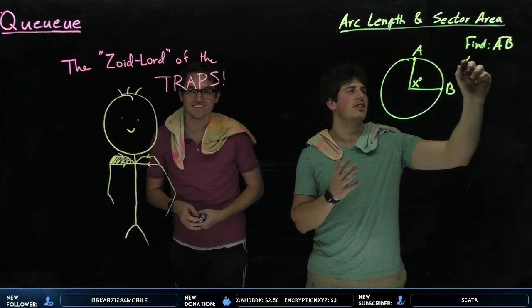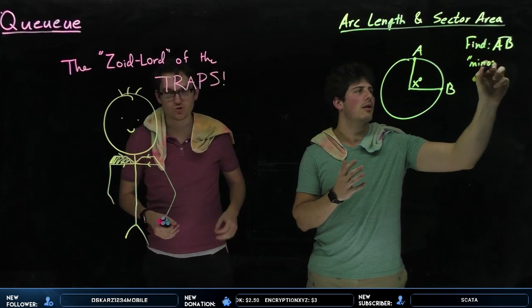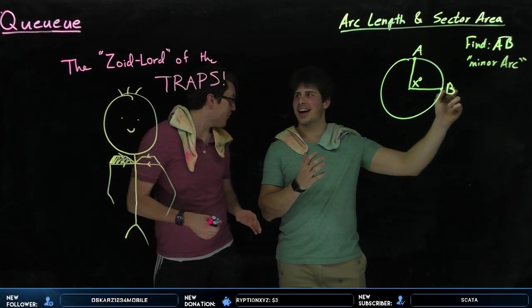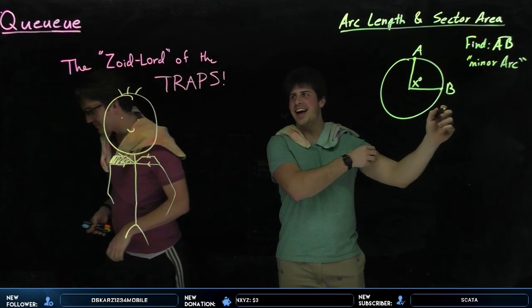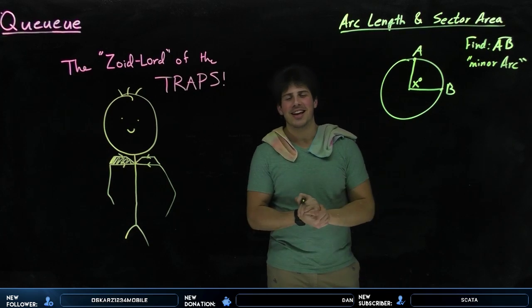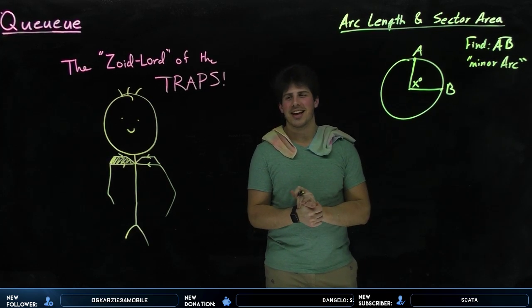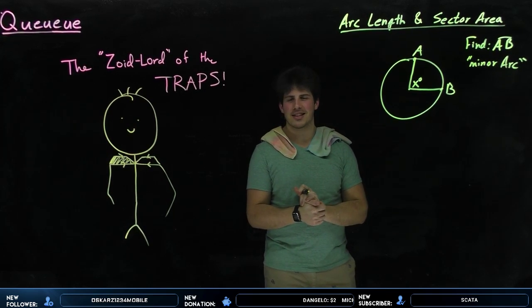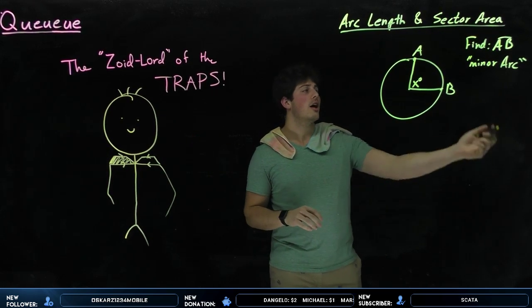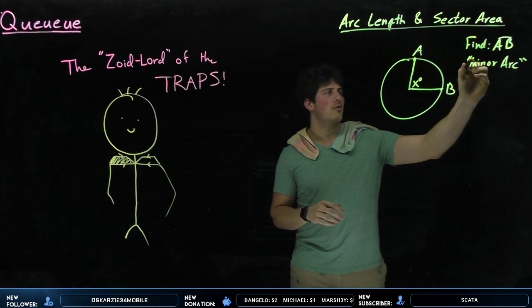you're looking for the length of the minor arc? I'm looking for the Zoid Lord of the Traps, and I was told he was around here. Whoa! You must be him. What is the Zoid, like trapezoid? I want to call you the Lord of the Traps, but then I want to put Zoid in there as well. Like Zoidberg? No, because Trapezoid. Okay, Futurama.